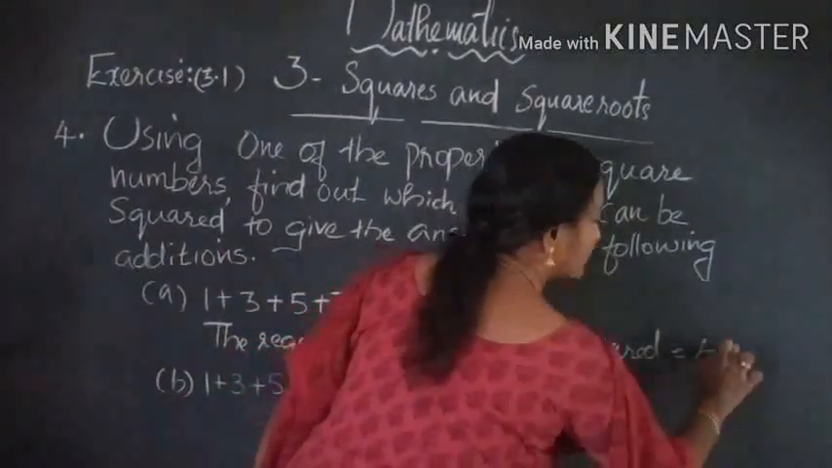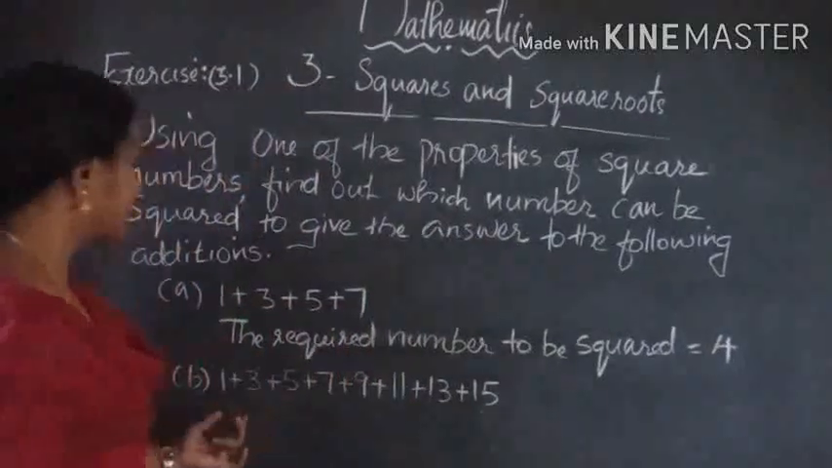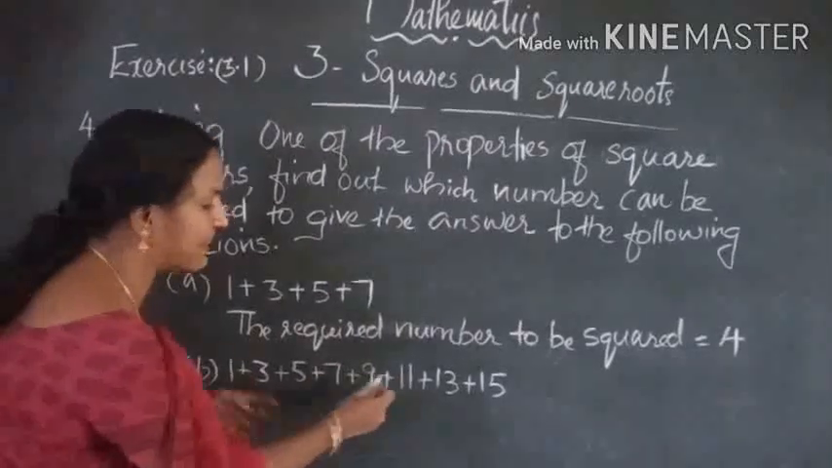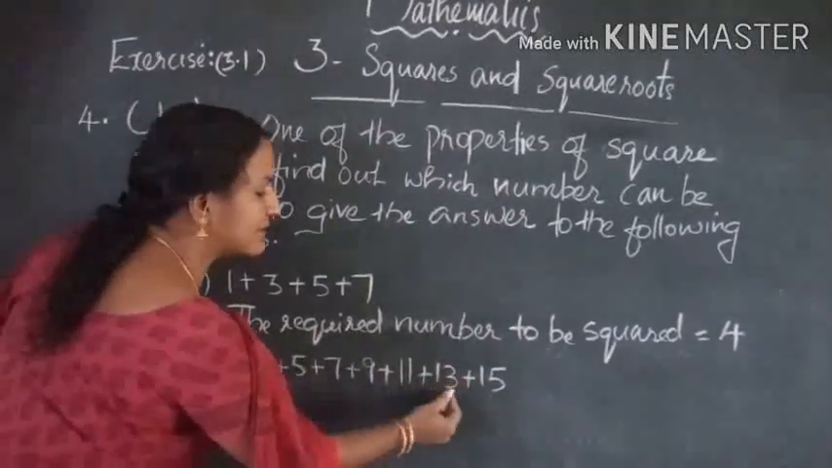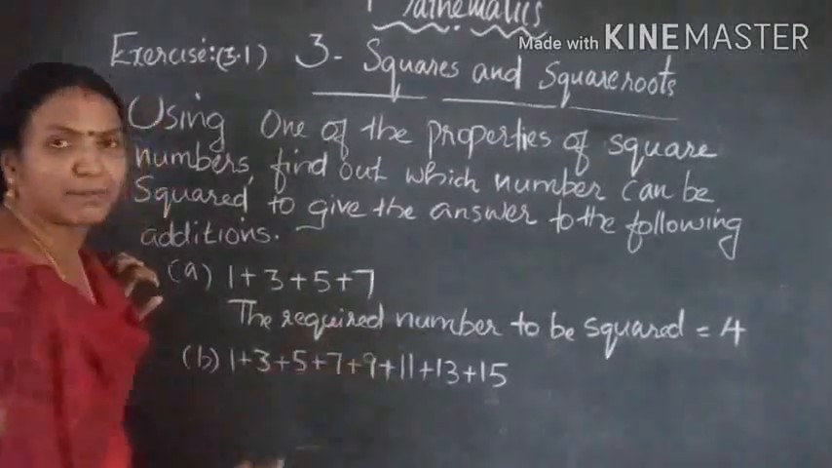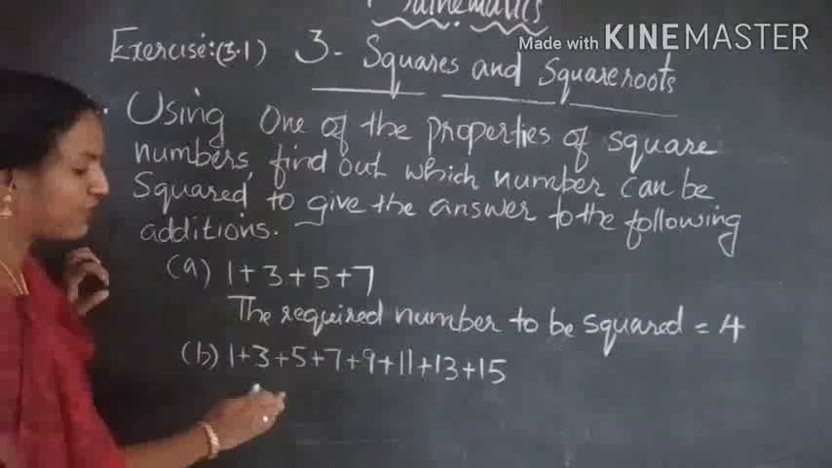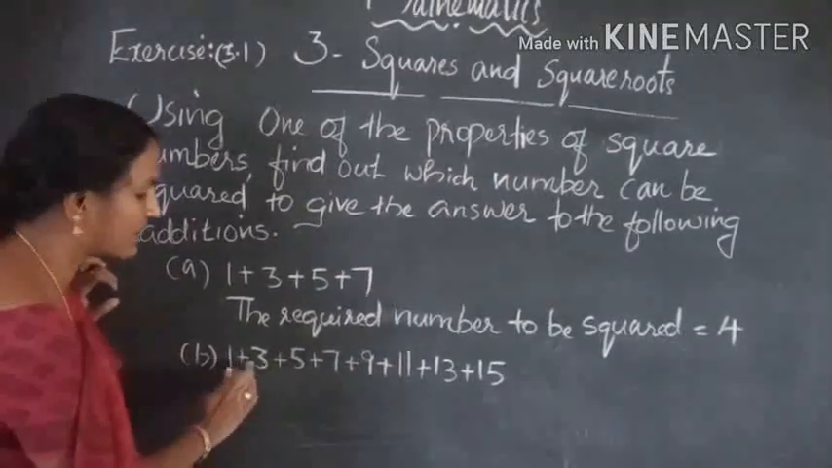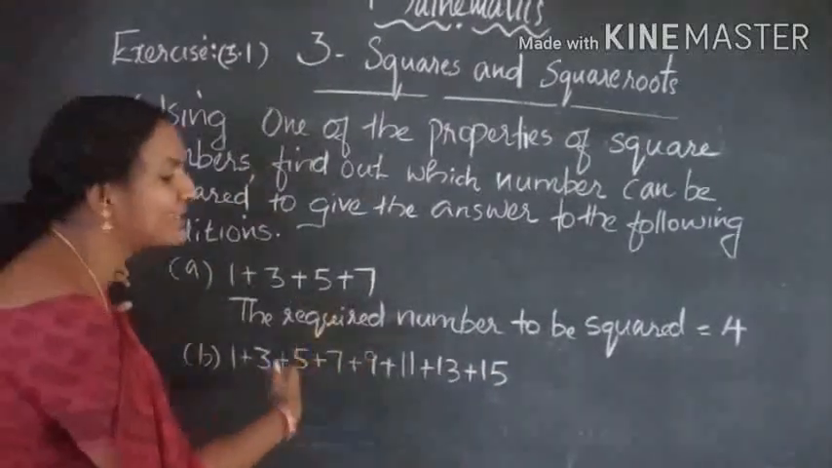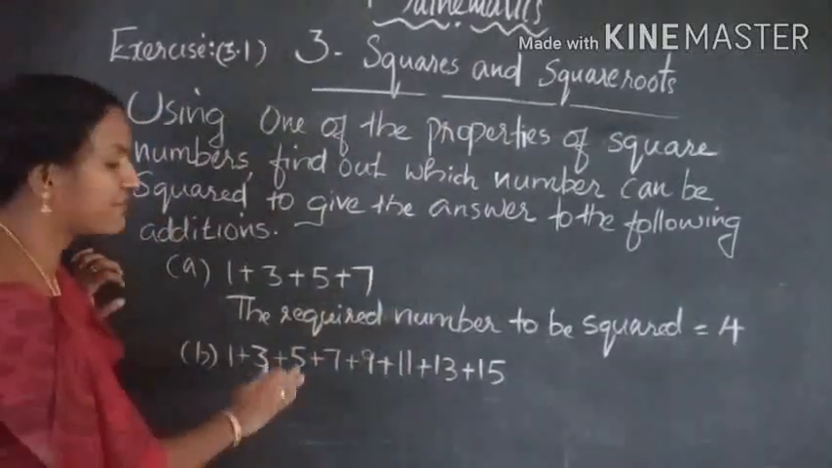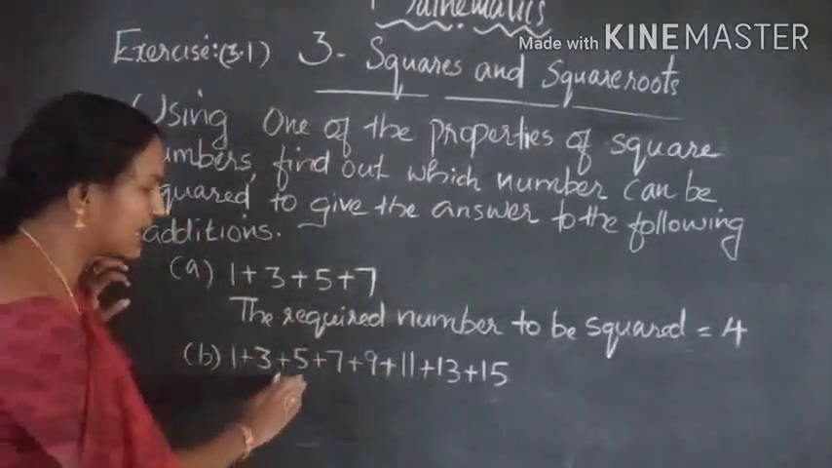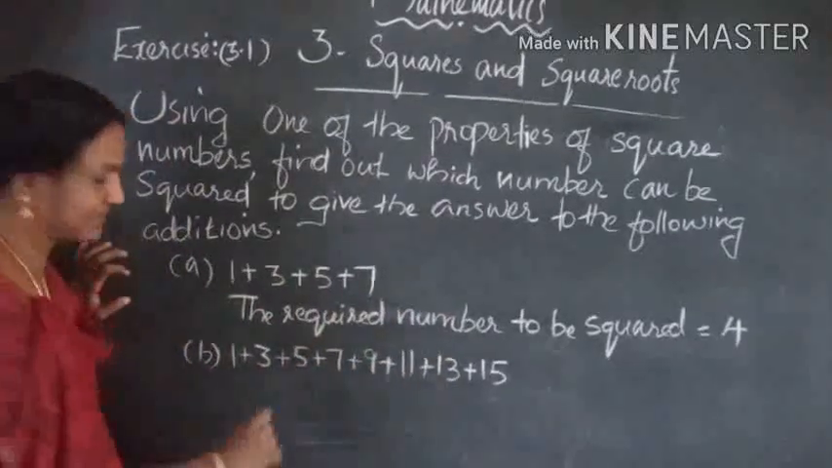The next question, 1 plus 3 plus 5 plus 7 plus 9 plus 11 plus 13 plus 15. The same as above. The sum of the first a odd numbers is a square. Here we have to find out the sum of the first 1, 2, 3, 4, 5, 6, 7, 8 odd numbers. So the sum of the first 8 odd numbers is 8 square. So the required number to be squared is 8.